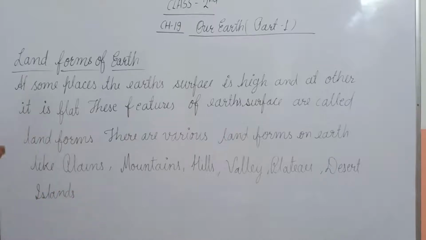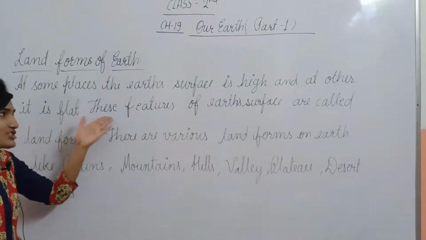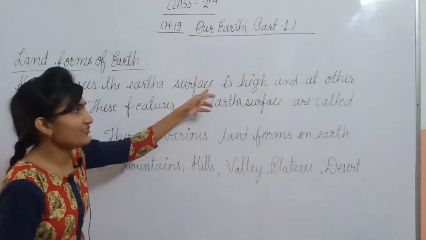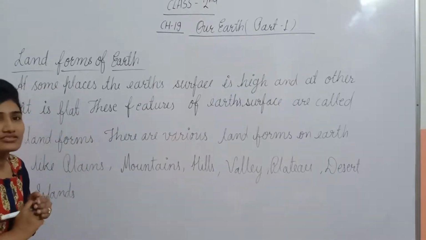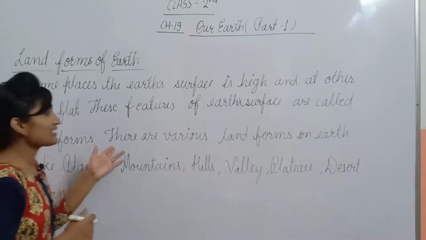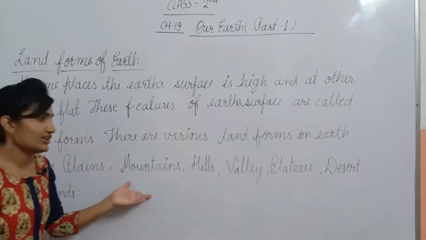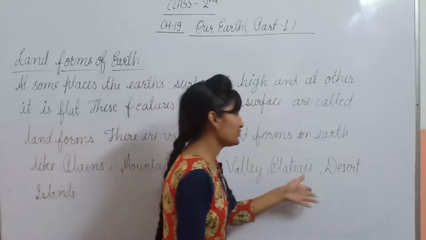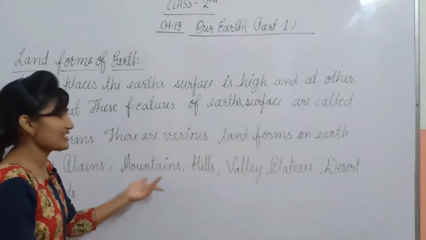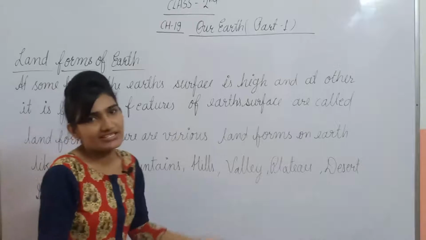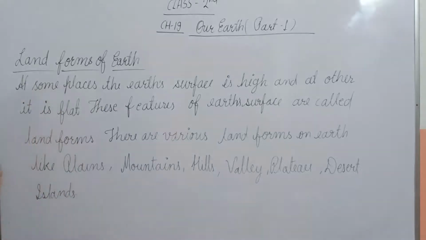So at some places the Earth's surface is high and at other places it is flat, and these features, which are high, low and flat, are called landforms. There are various landforms on Earth, like plains, mountains, hills, valley, plateau, desert, islands, etc. Plains are flat areas, mountains and hills are high areas, valleys are low areas. So these are the landforms of our Earth. Copy it fast.